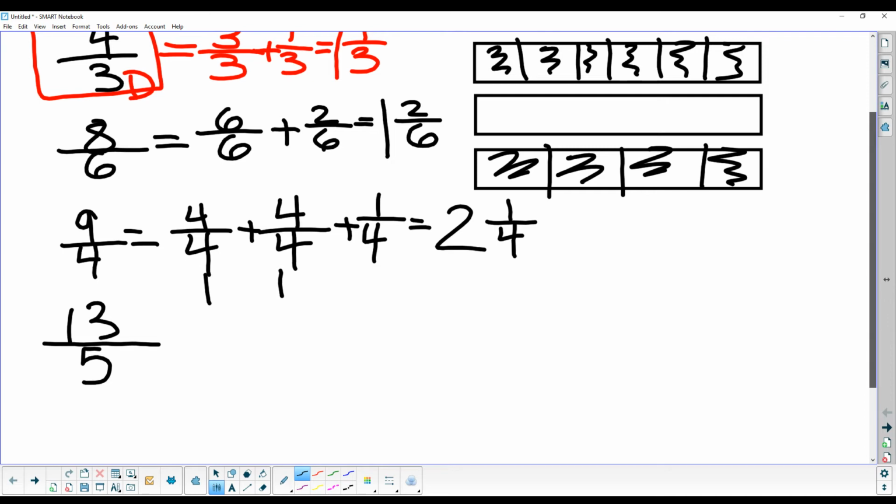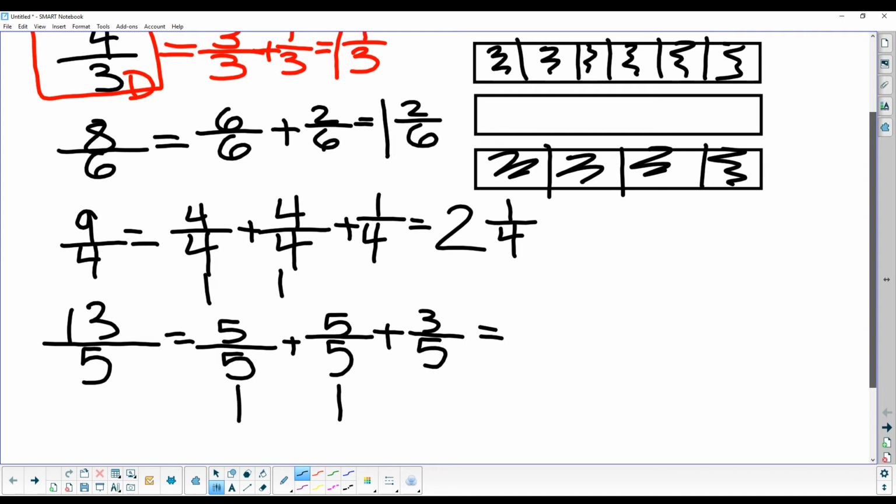So again, let's look at 13/5. Again, my denominator is 5, so I know 5/5 would be 1 whole here. So I'm thinking 5/5. Well, I have a while to get to 13, so let's try taking out another whole. Another 5/5. Well, 5 plus 5 would give me 10/5. So I have to count up 11, 12, 13, so I need 3 more fifths. So that's 1, that's 1, so I would have 2 and 3/5.